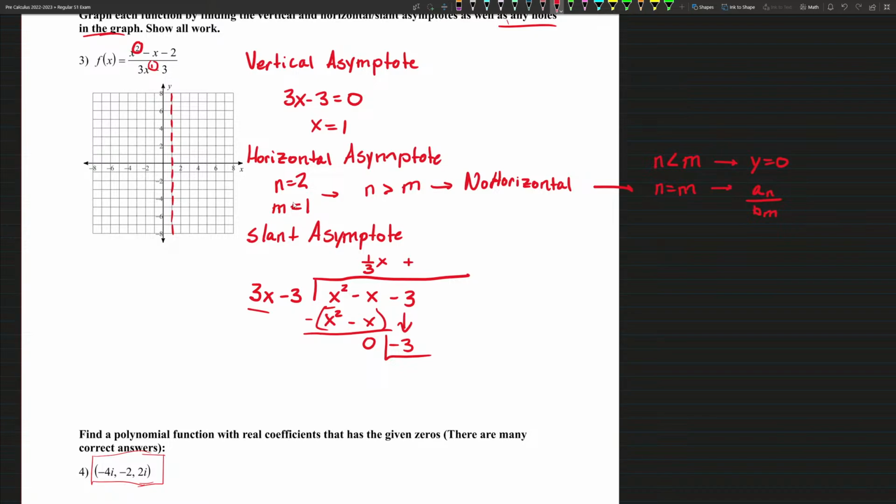So really we would get plus -3 over 3x minus 3. I'm not worried about this remainder. For slant asymptotes, all we're worried about is this equation. Okay, so y equals 1/3 x plus 0. So 0 is our y-intercept. And then we're going to go up 1, right 3.